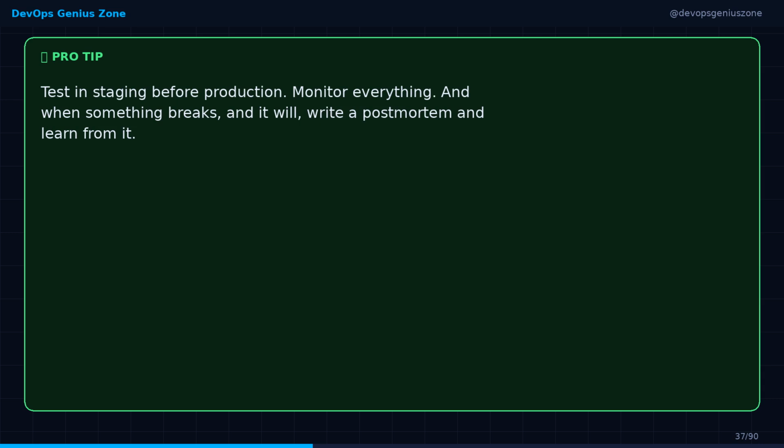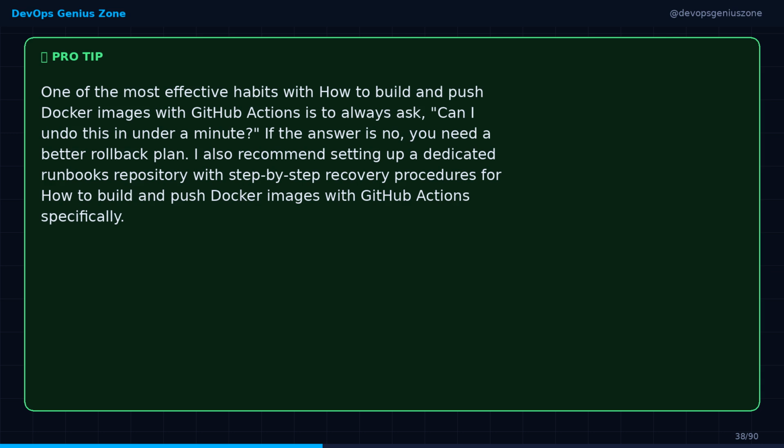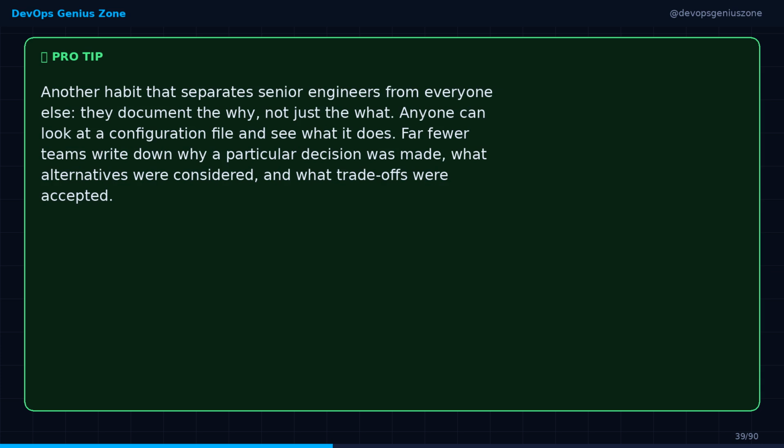Another habit that separates senior engineers from everyone else, they document the why, not just the what. Anyone can look at a configuration file and see what it does. Far fewer teams write down why a particular decision was made, what alternatives were considered, and what trade-offs were accepted. 6 months later, when someone wants to change that configuration, that context is the difference between a confident change and a nervous one. With how to build and push Docker images with GitHub Actions, I strongly recommend a short comment or link doc next to any non-obvious decision explaining the reasoning behind it.